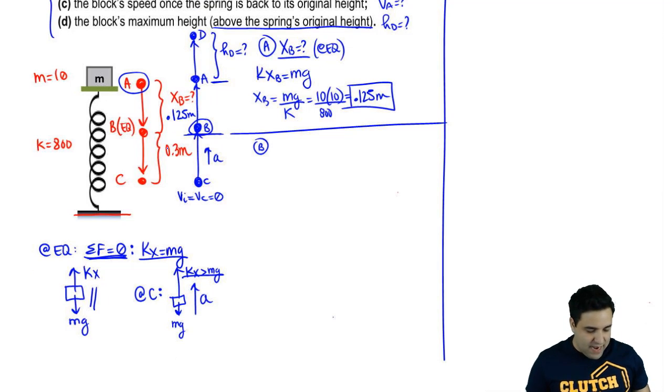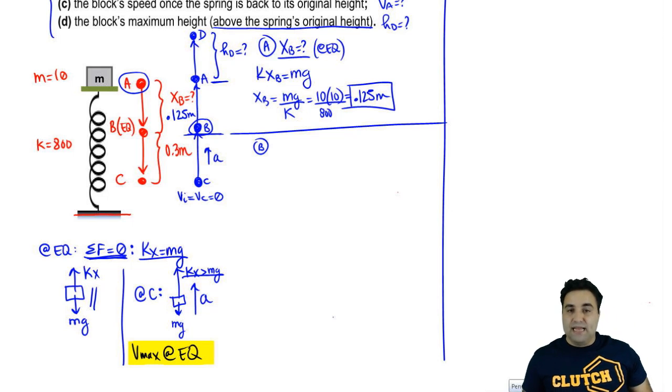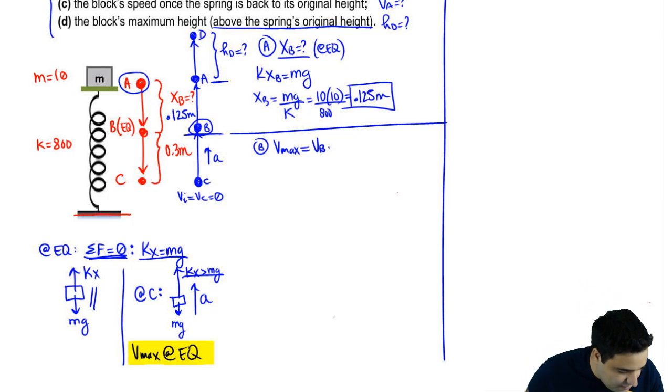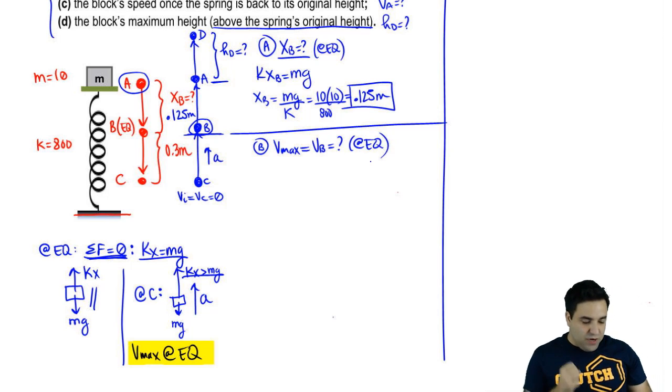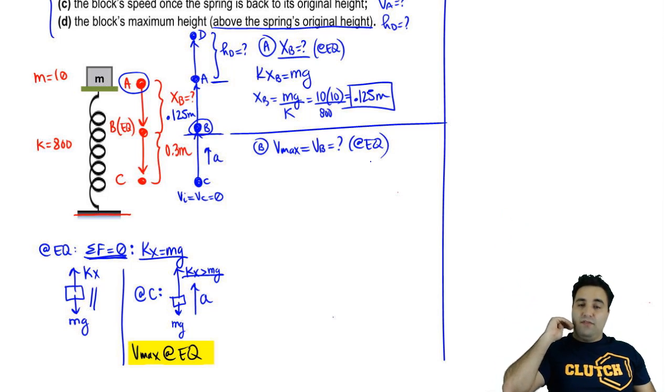So I want you to remember that, and I'm going to write that down here. This is for the other part of the problem, but Vmax happens at equilibrium. Please remember that on a vertical spring, Vmax happens at equilibrium. So when I ask you for Vmax, what I'm really asking in this particular case is VB, which is at equilibrium.